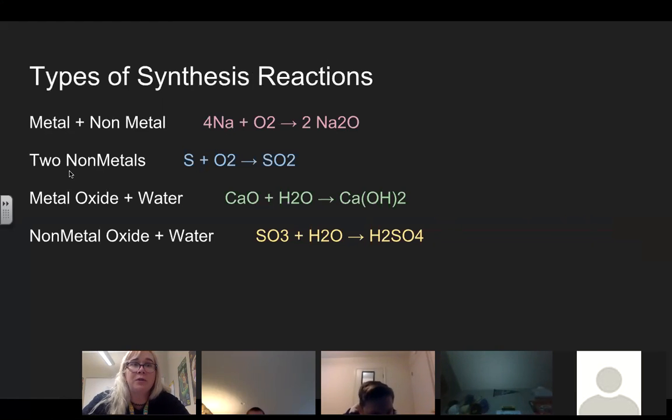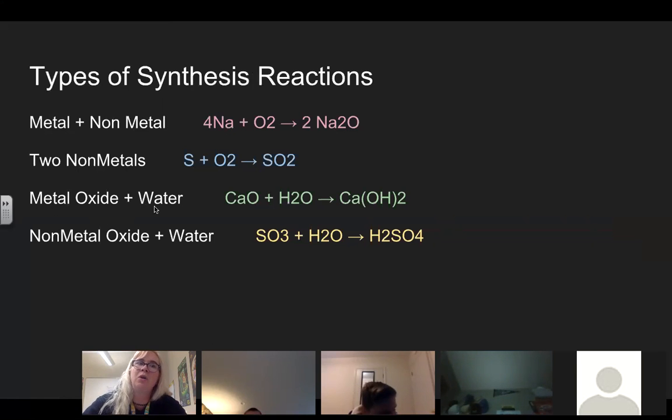Two nonmetals, in this case, sulfur and oxygen, right? Again, if you're not sure, find the element on the periodic table and see where it is. Is it a metal? Is it a non-metal? Is it a metalloid, etc.? So two nonmetals is a pretty easy one to recognize because there's not that many nonmetals.